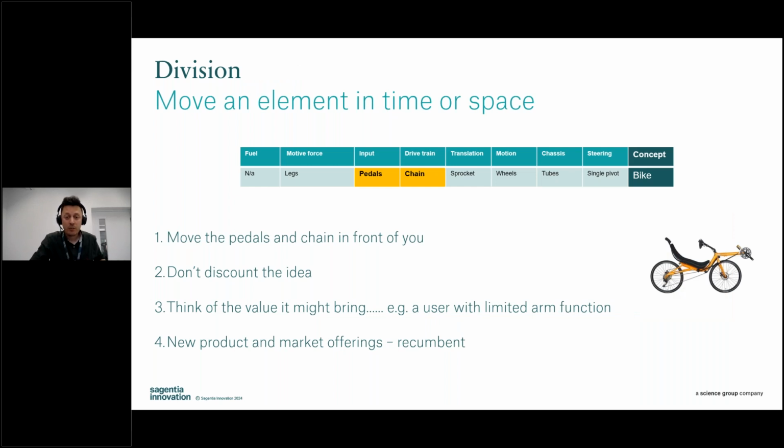Division, this was moving the element in time or space. So here we select 2 elements, the pedals and the chain, and we're going to move them. We've moved them to the front of the bike. Don't discount the idea. Think of value that might bring. So in this instance, perhaps a user with limited arm function that can't bear their weight on a traditional design where the handlebars are placed. This recumbent version, sitting backwards, bearing weight more on the back and allowing you to steer differently, could have real value to that type of user with a limited arm function. So again, a different type of configuration, a different type of category, potentially an innovation source.